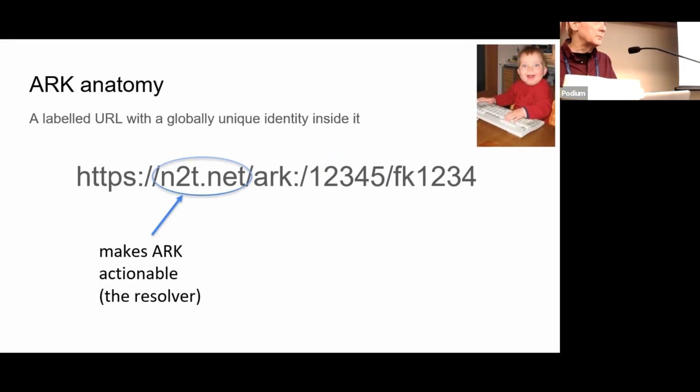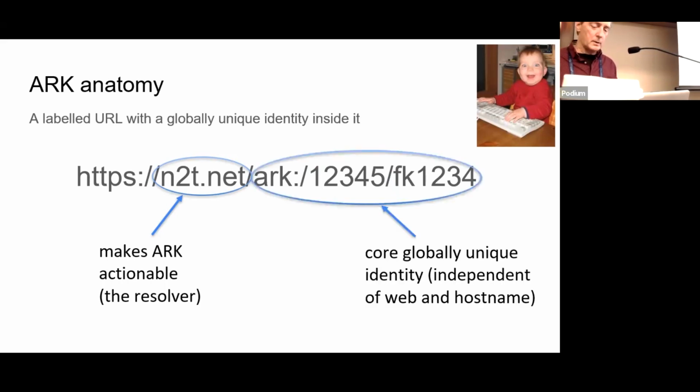ARKs are unusual in persistent identifier schemes because they allow organizations to run their own resolvers. The part starting with the ARK colon is the core globally unique identity. It doesn't depend on the domain name, doesn't depend on the server being there or on the future existence of the World Wide Web.